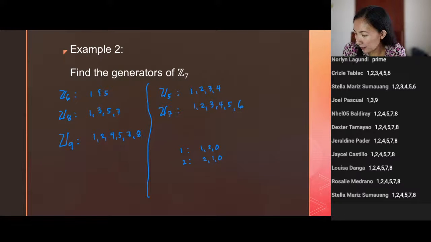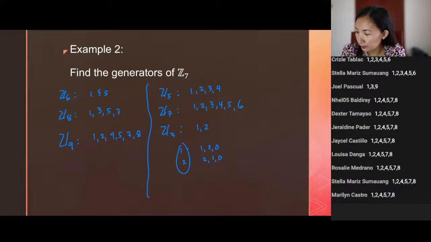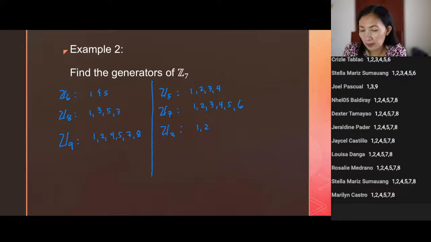And then for Z sub 3, what are the generators then? Clearly 1 and 2 are generators. So, what can you say then? What can you say about generator in relation to the order? Okay, in relation to the order, any observation? What made you say that these elements will generate Z sub 9?